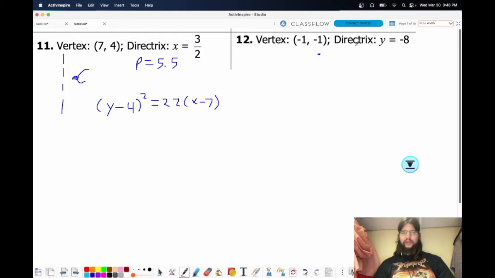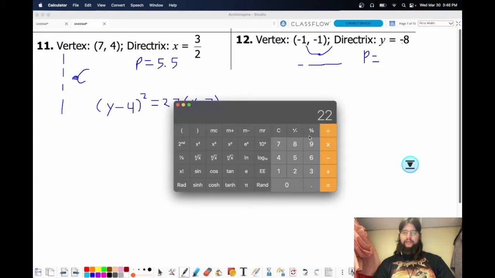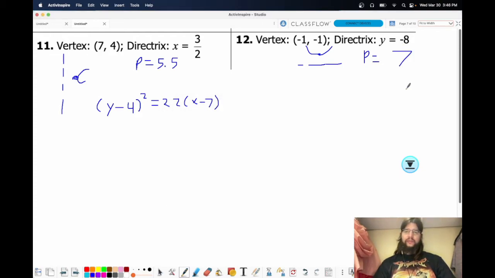Vertex, directrix is vertical. It's going to be below that. Open it up. P equals -8 minus -1 gives you 7. -7, but whatever. 7 units. We take the absolute value. It's 7 units between them. We're pointing up. That's positive.